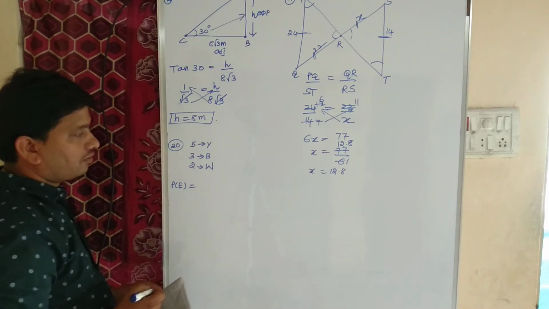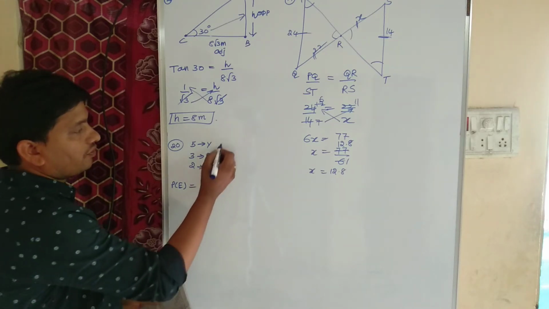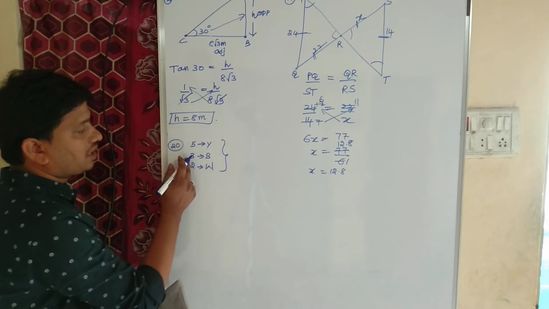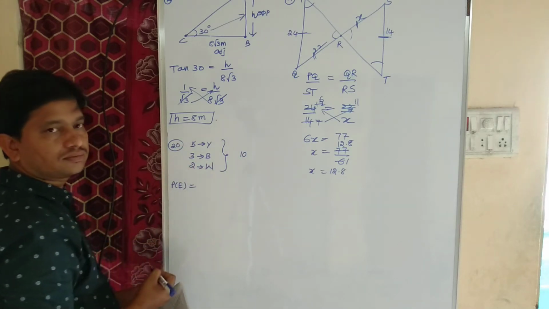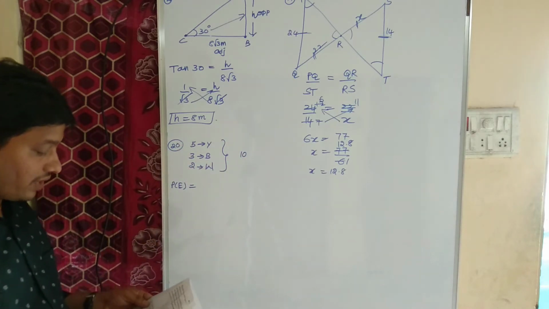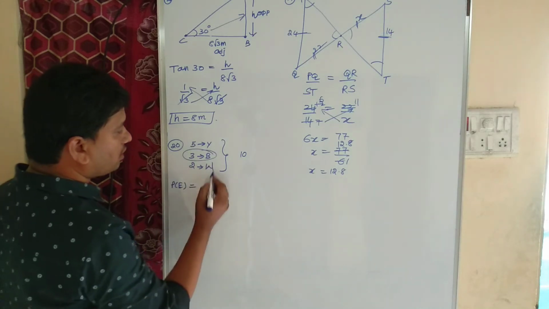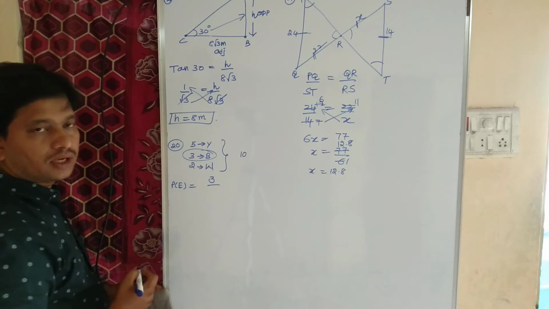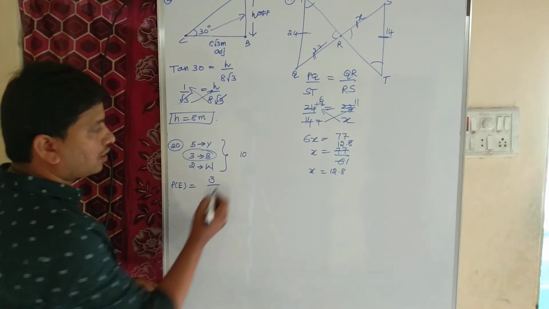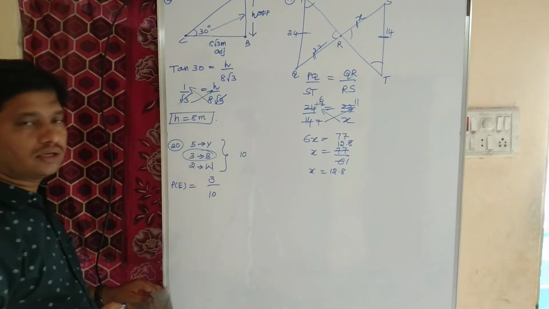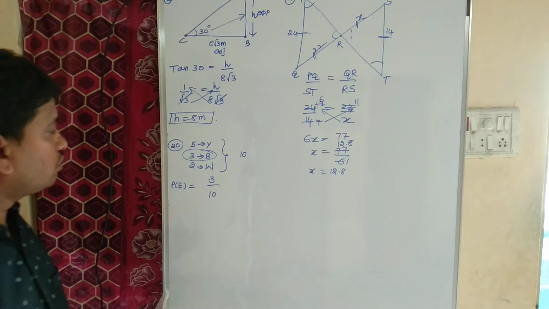Children, total number of outcomes are how many? 5 plus 3 is 8, 8 plus 2 is 10. What is our event? Getting a blue ball. Totally we have how many blue balls here? We have 3 blue balls. Number of favorable outcomes are 3 and total number of outcomes are 10. So the answer is P of E equal to 3 by 10.